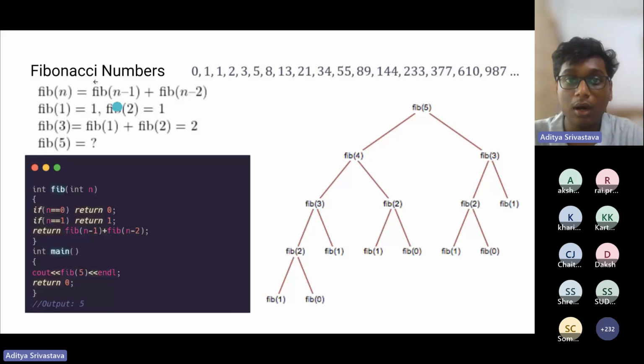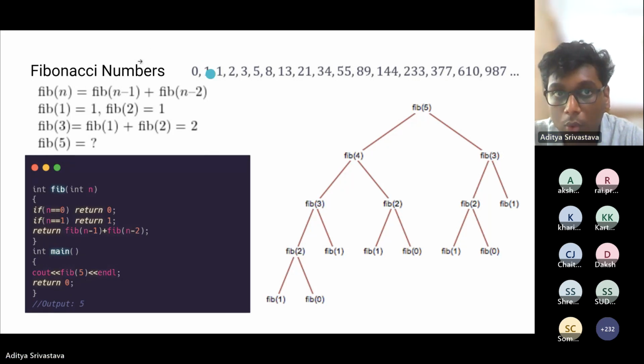Now, as you can see, there are no two numbers before the 0th position, and there are no two numbers before the first position, right? So we define fib of 0 as 0 and fib of 1 as 1. With that, we calculate fib of 2 as 1, right? And with that, we calculate fib of 3 as 2.